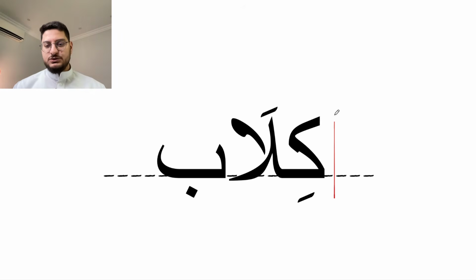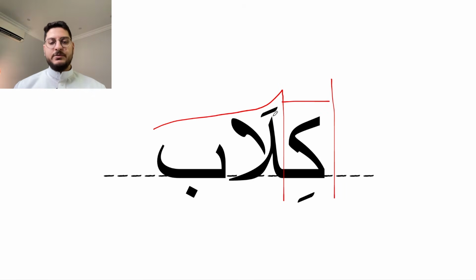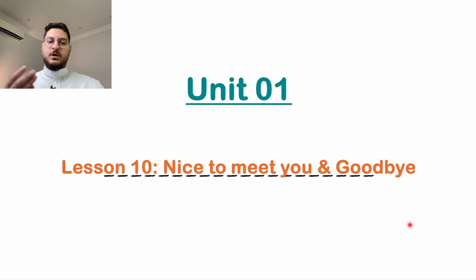What about this one? Let me split it into syllables. The first syllable is this one. It's ki because of the kasra. And the second syllable is lab. Again, remember, this is just la and alif, and this is how it looks when it's connected. Kilab, which means dogs.